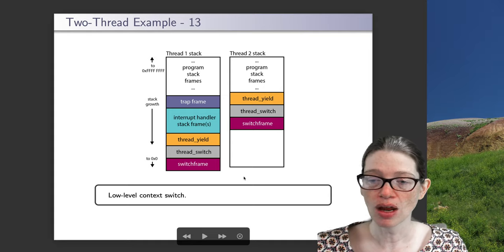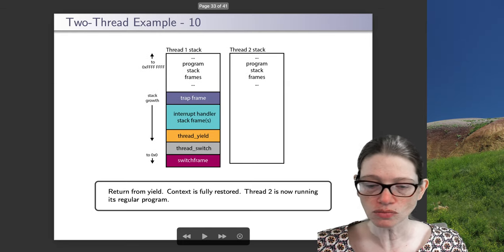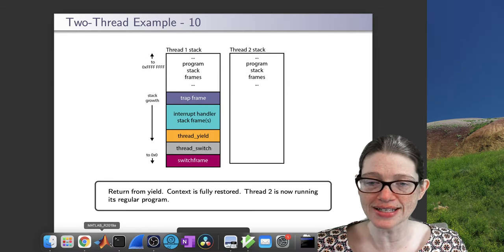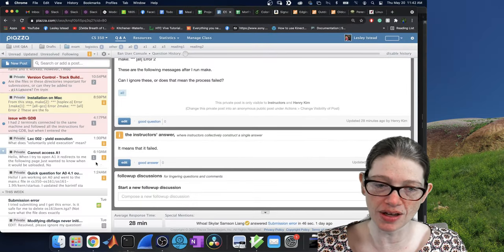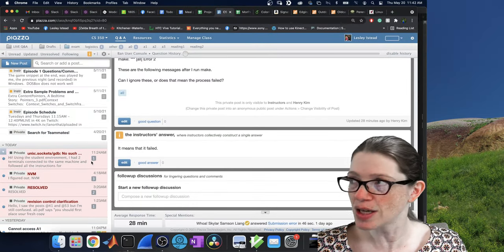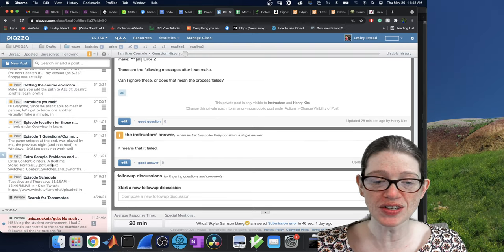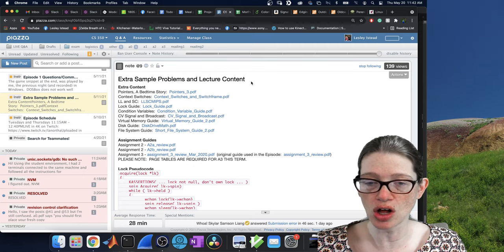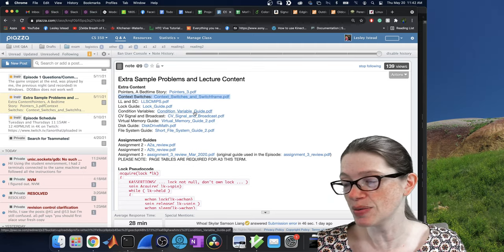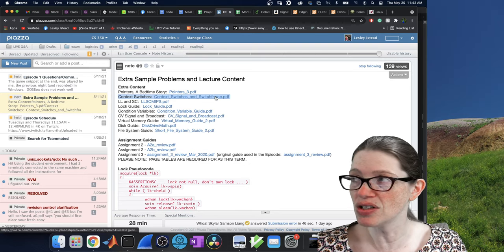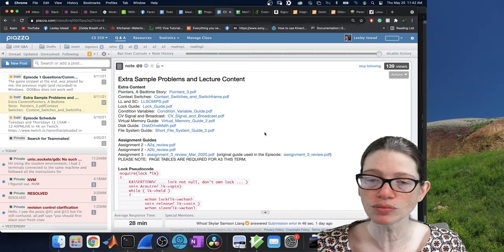All right. So hopefully that walks you through what's going on here. If you are on Piazza, and if you're not on Piazza, please sign yourself up for Piazza and get in. And I will get all these unread posts. If you look in the pinned post, there's this extra sample problems and lecture content. And you'll see here we have some extra content regarding context switches. So there's some extra reading that you can do there that you might actually find helpful for this particular section.